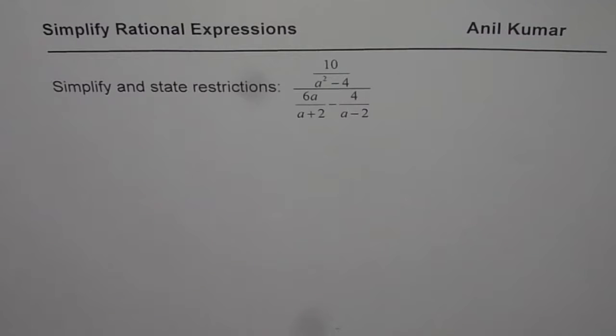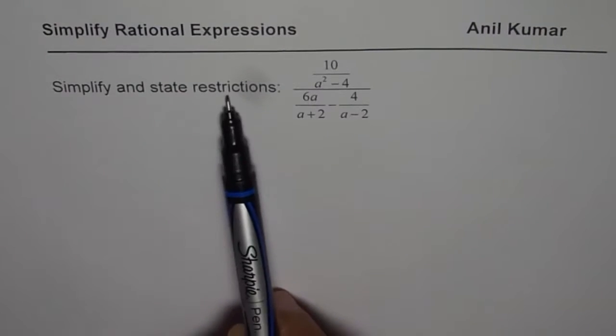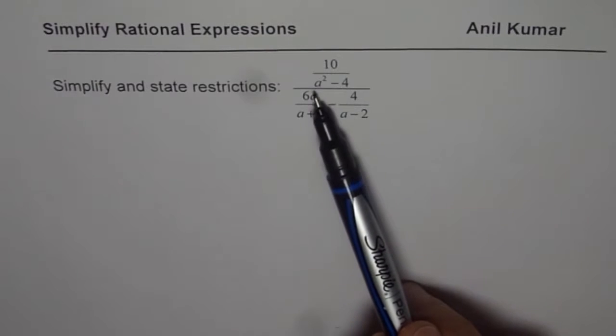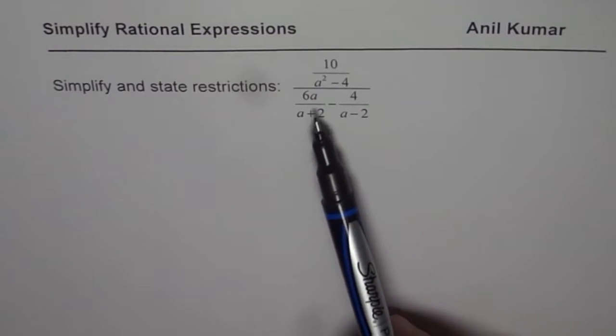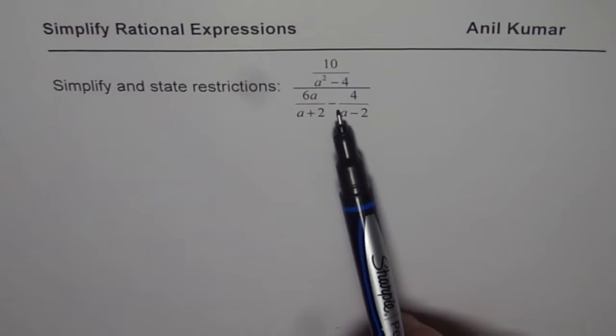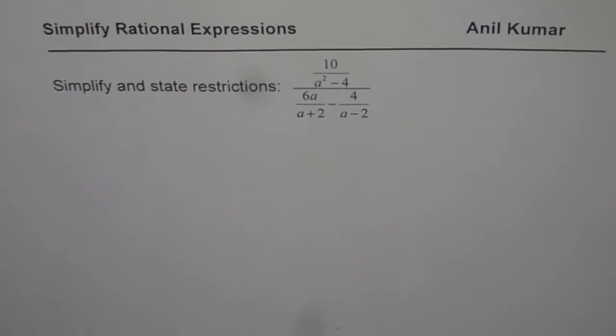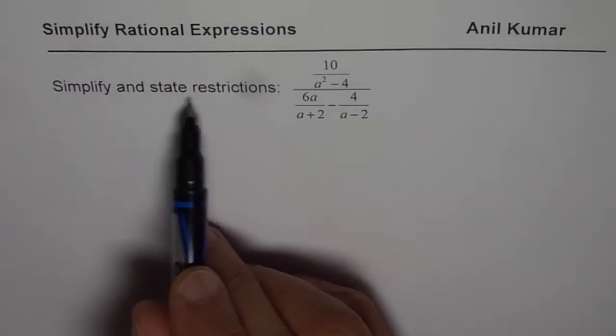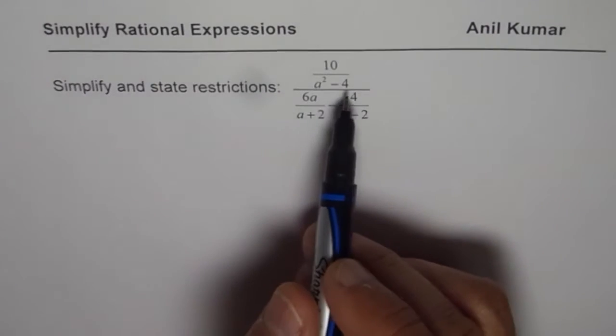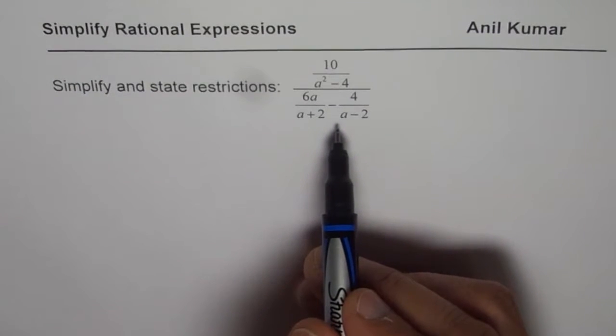The question here is: simplify and state restrictions of 10 over a square minus 4, divided by 6a over a plus 2 minus 4 over a minus 2. Now this is an extremely good question. I'd like you to pause the video, answer, and then look into my suggestion. So we'll simplify this first, then find restrictions. But let me begin with restrictions and then we'll conclude.